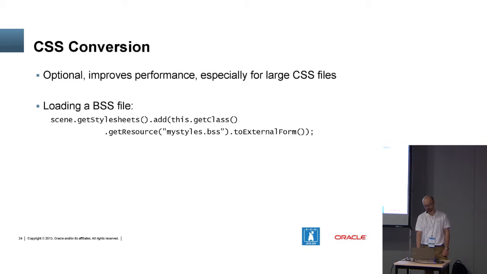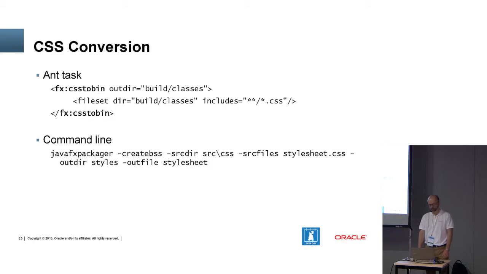First of all, the CSS conversion. The loading of the binary format of the CSS is similar to the textual format, and it can use this line in the program. The Ant-tasks just takes as a parameter the file that you want to compile into the binary format, and outputs it into the output there. And in the command line, it's quite similar. The parameters are the same.